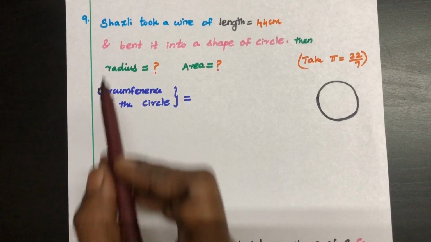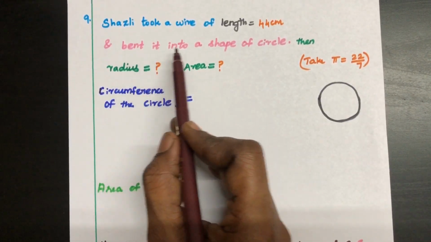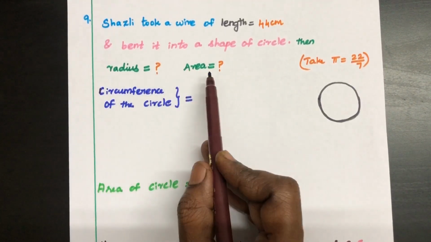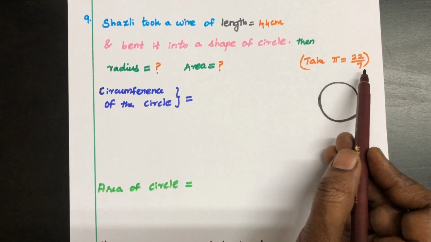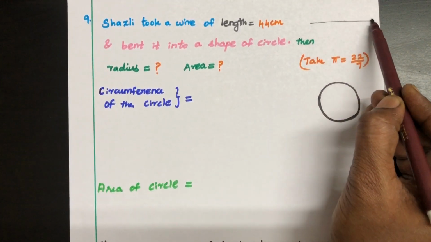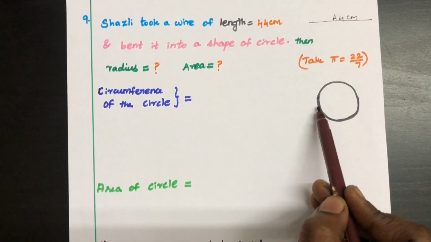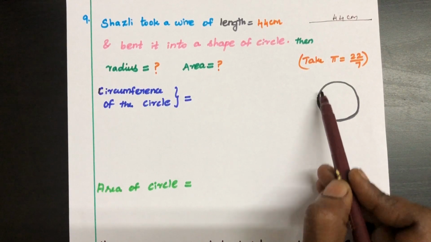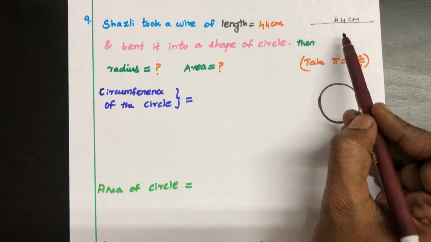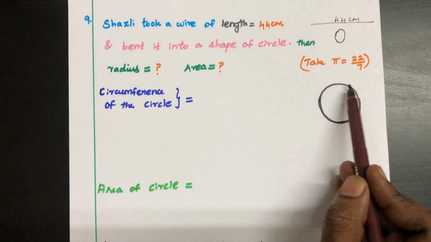Ninth question. Shazli took a wire of length 44 centimeter and bent it into the shape of a circle. Then what is the radius? What is the area? Take pi is equal to 22 by 7. See, wire of length means the wire length is 44 centimeter. She bent it as a circle. So wire length must be 44 centimeter only, because the given wire is 44 centimeter. She folded it into the circle. So it is 44 centimeter.